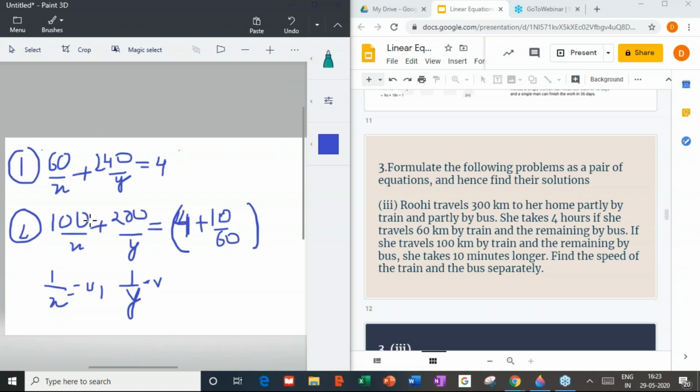So what have I done here? I've written 100 by x, x is the speed of the train, plus 200 by y, the speed of the bus, which will be nothing but 4 plus 10 minutes, or 10 by 60 to convert it into hours. That's how I got the second equation.